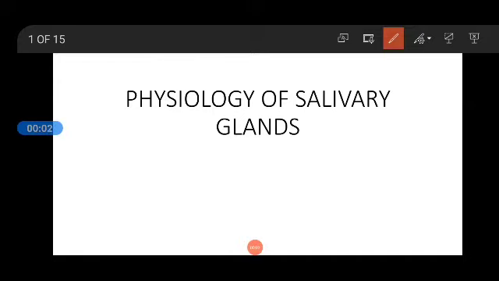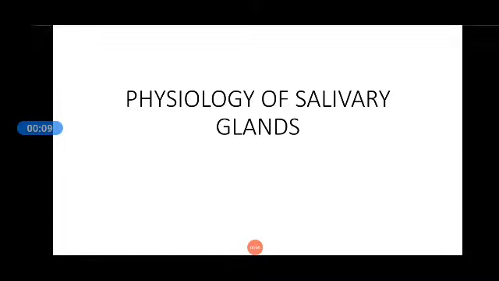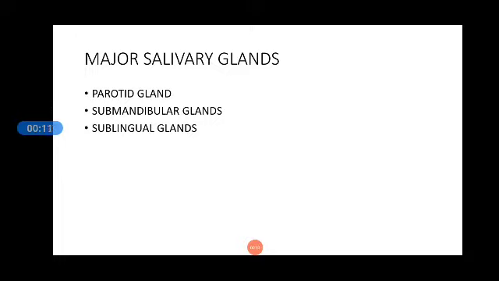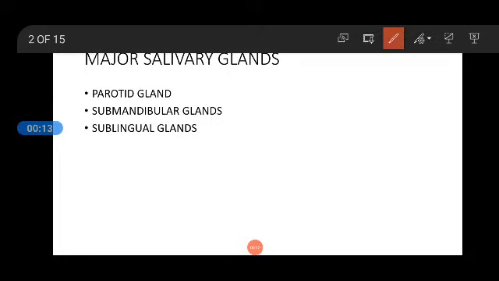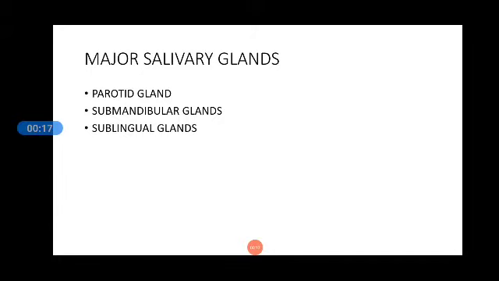So in this session we will discuss the physiology of salivary glands. The salivary glands are situated in the mouth. First, let us see the main classification of salivary glands. The salivary glands can be classified into two: major salivary glands and minor salivary glands.